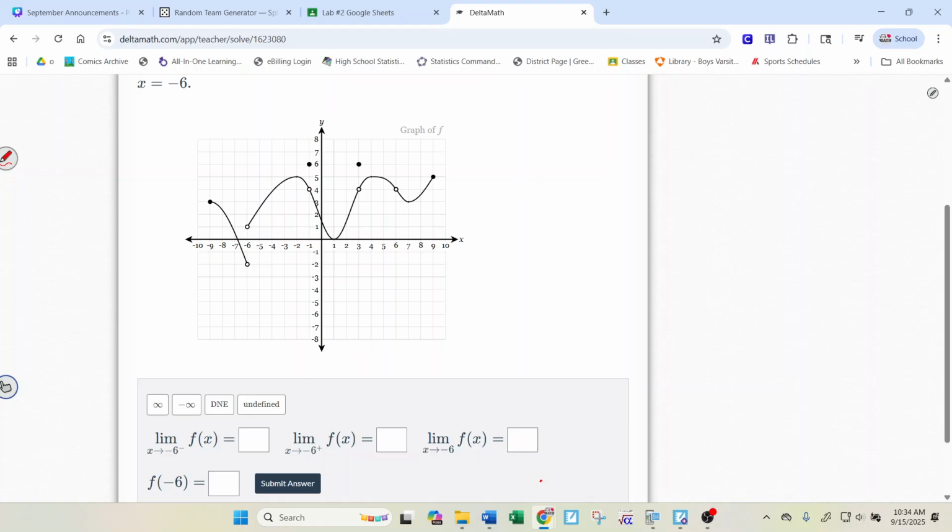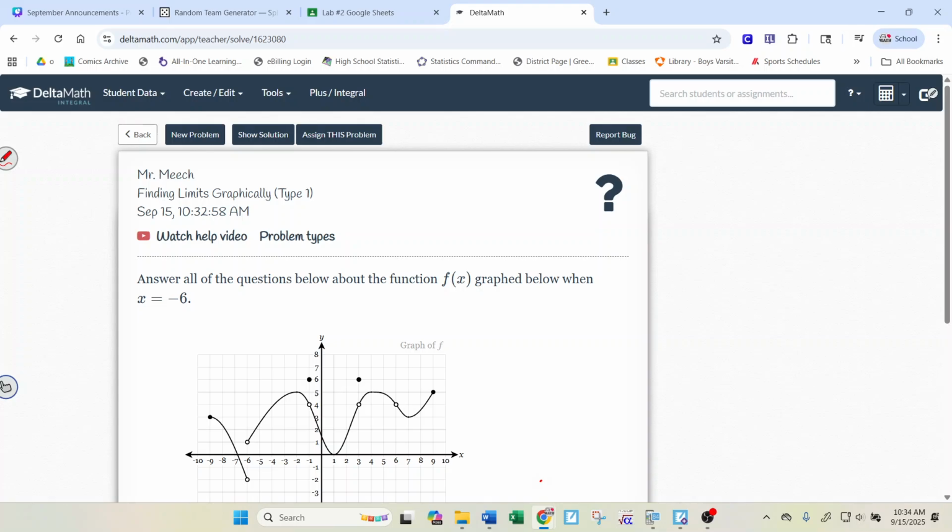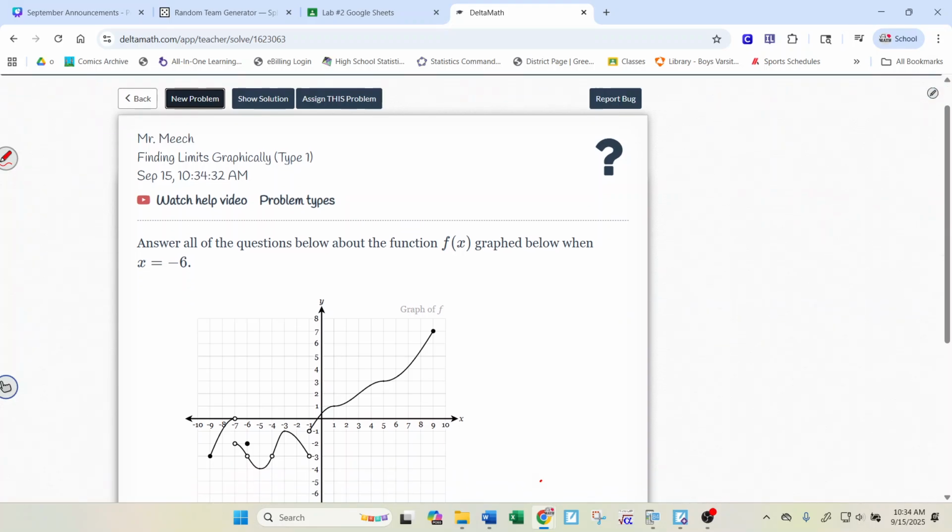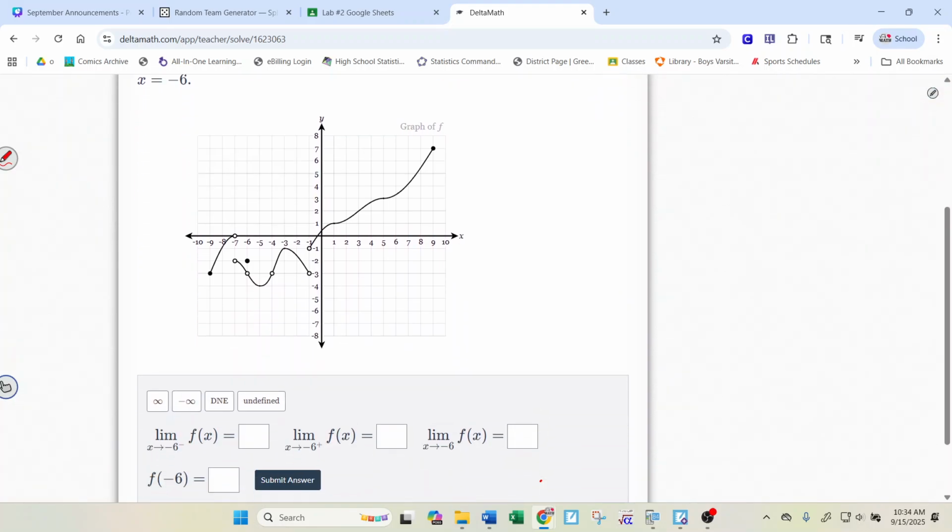Making more sense? A little bit? Yeah, let's just try another one. See if I can find another one that's good. I'll let you think about all 4 of these here, then we'll shout out the answers at the end. So we have what's the limit from the left at -6? What's the limit from the right? What's the limit at -6? And what's the functional value at -6?